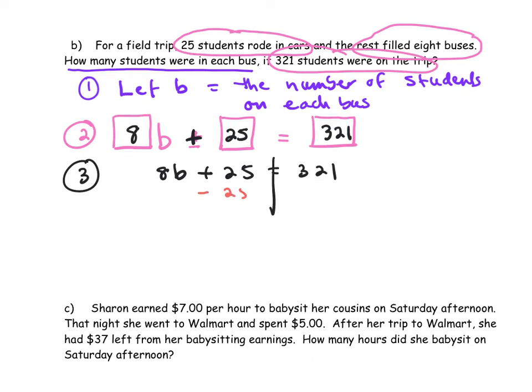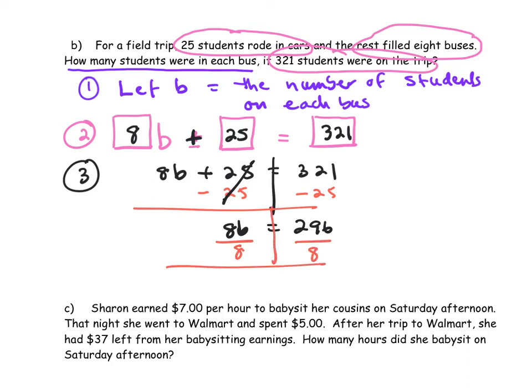I'm going to take away 25 on both sides. The result is 8b equals 295. So now we're going to continue solving by dividing by 8 on both sides, and that leaves b equals 37. So we have our solution, but now we have to state what that solution is. And that's where we go back and look at our definition for B. Well, B is the number of students on each bus. So we now know that there's 37 students on each bus.